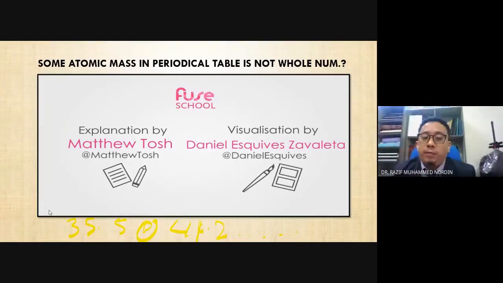Relative atomic mass for each element, we can identify or measure it using a mass spectrometer. By using a mass spectrometer, we can isolate the isotopes and their weights, and then we can recalculate back the mean of the element, like the example before this.